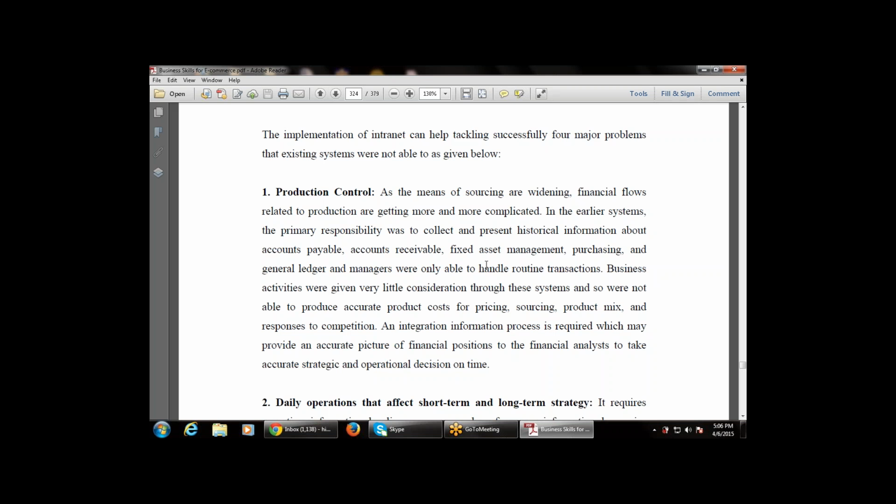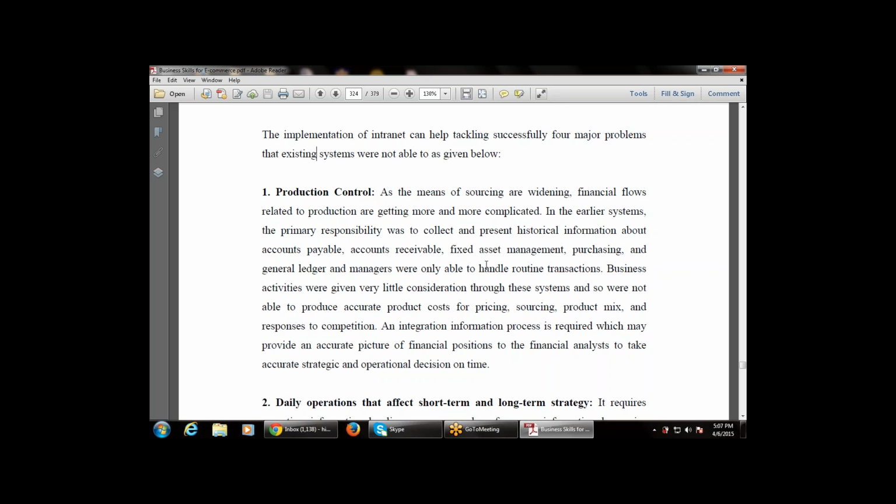Business activities were given very little consideration through these systems, and so we were not able to produce accurate product cost for pricing, sourcing, product mix, and responses to the competition. So whenever there is a usage of the internet that provides routine information and handles the routine transactions, because everything is done online, everything is using the internet.